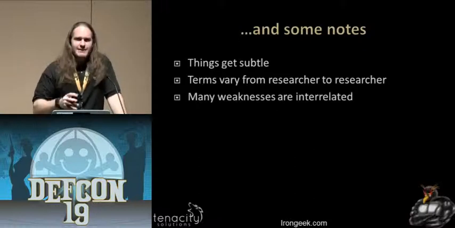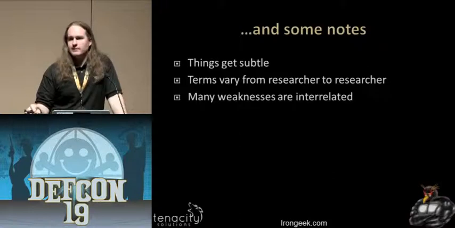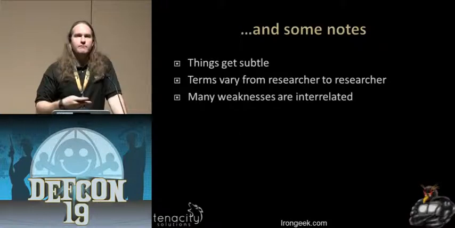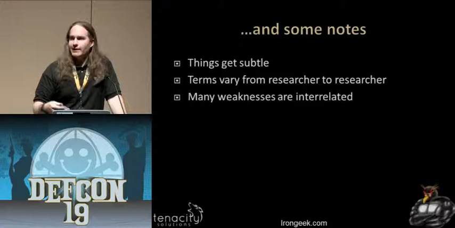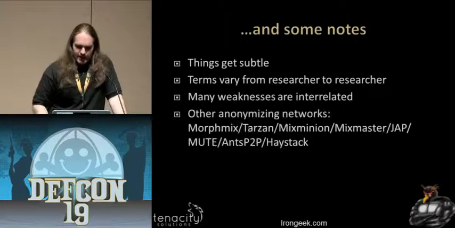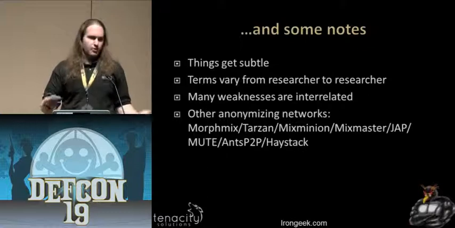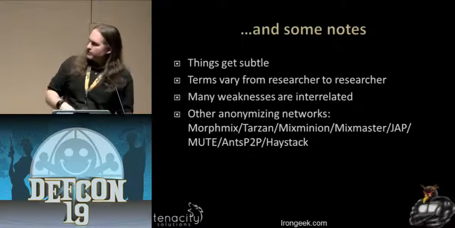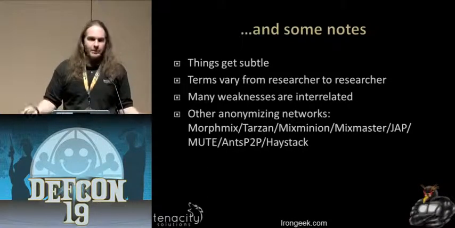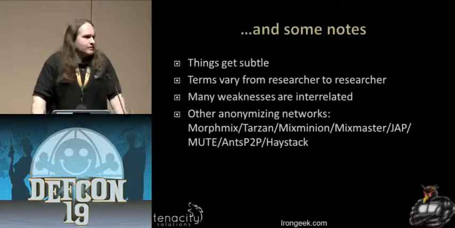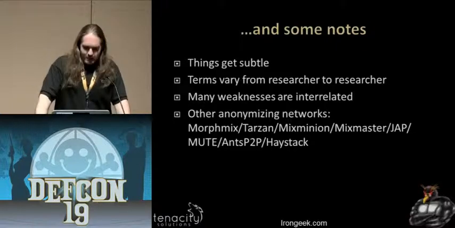There's a lot of weaknesses that are interrelated. Sybil attacks, for instance, can be used to help augment attacks like traffic correlation. And like I said, there's a lot of other cipherspaces out there besides Tor and I2P. The ones you see up there on the screen are just to name a few. But Tor seems to have gotten most of the ground, and I2P is sort of a runner-up.